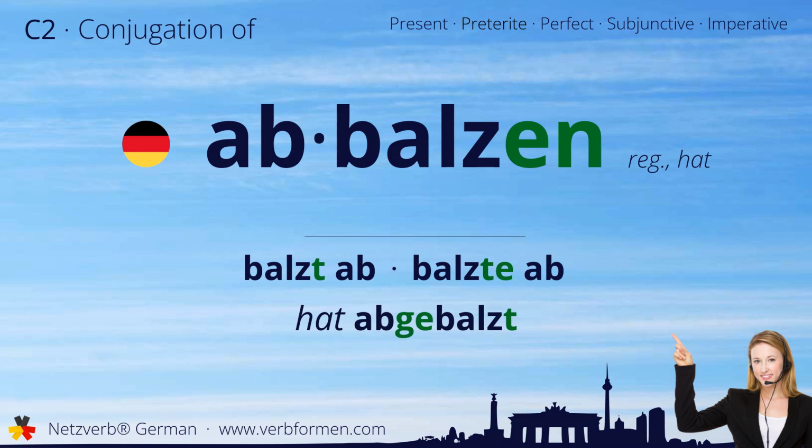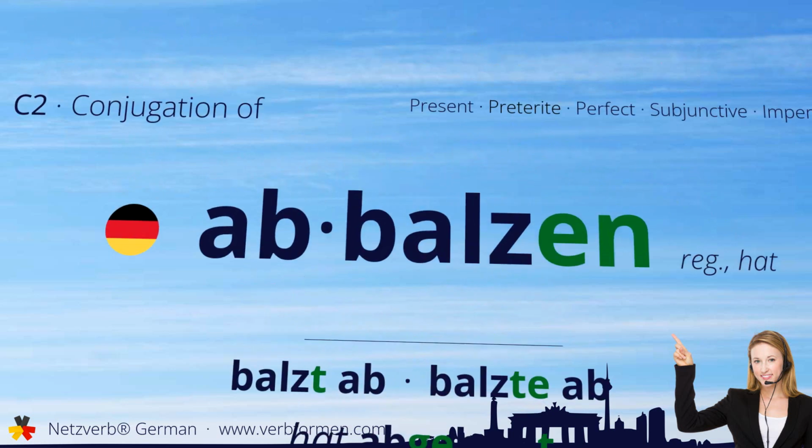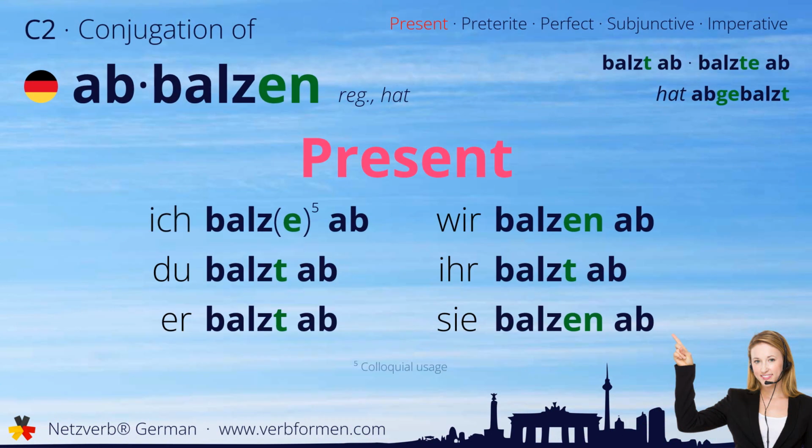Now let's move on to the tenses. First, we'll take a look at the present tense. Ich balze ab. Du balzt ab. Er balzt ab. Wir balzen ab. Ihr balzt ab. Sie balzen ab.